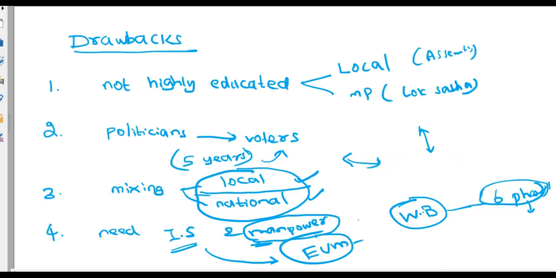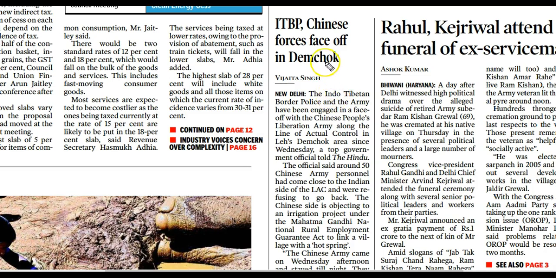So, prepare thoroughly on this topic, as it is a very important area for Mains 2016 and 2017 examinations as well. Now, let's discuss another important article published on the front page of The Hindu newspaper: Indo-Tibetan Border Police Force and Chinese forces face off in Demchok. Demchok is a place in Jammu and Kashmir, especially in the Ladakh region. In this background, you should know about Demchok in detail because you may get a map-based question on this topic in Prelims 2017.